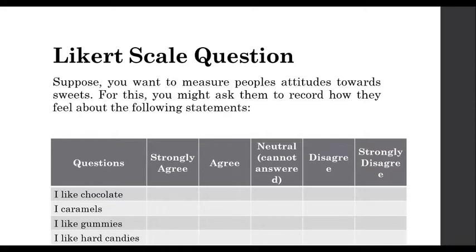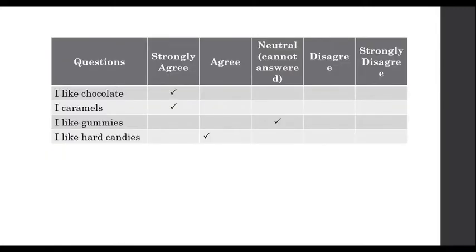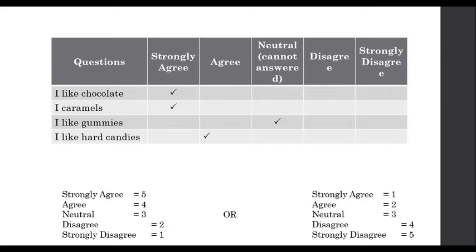For example, I like chocolates, I like caramels, I like gummies, and I like hard candies. The following table shows the response from a respondent. Suppose the respondent answers these questions and ticks the different items accordingly. To enter this data, we first code these responses. For example, we will code these responses in numeric form.